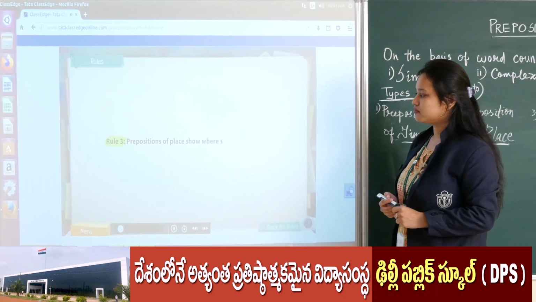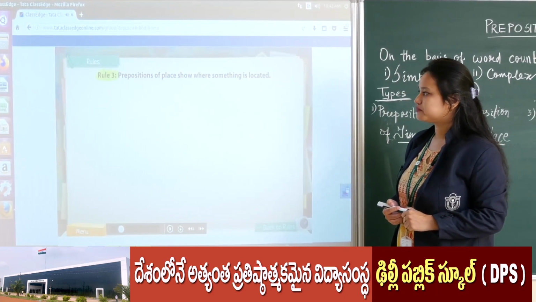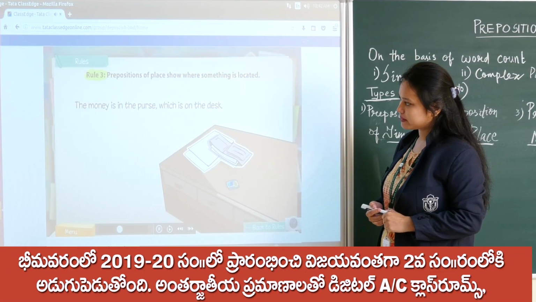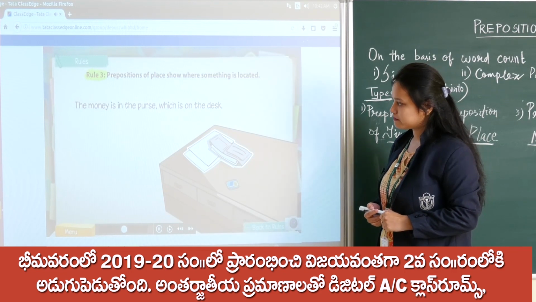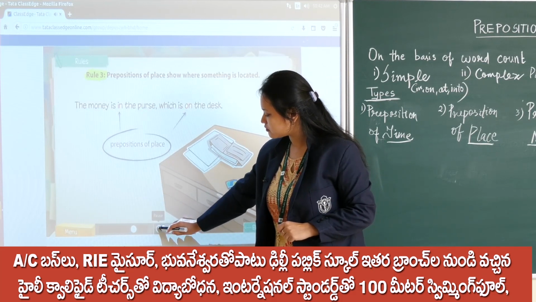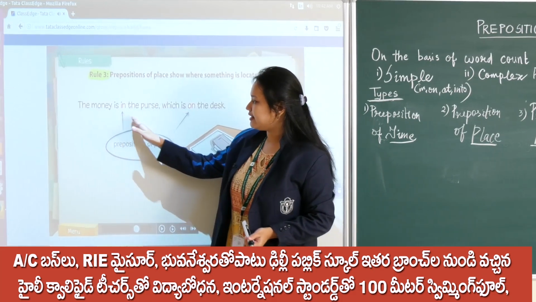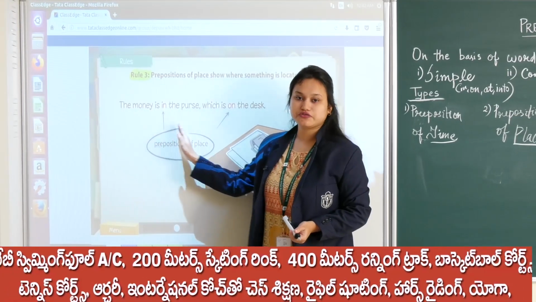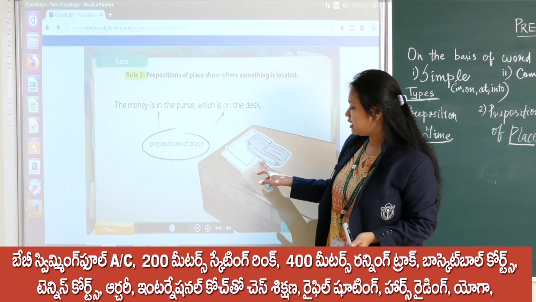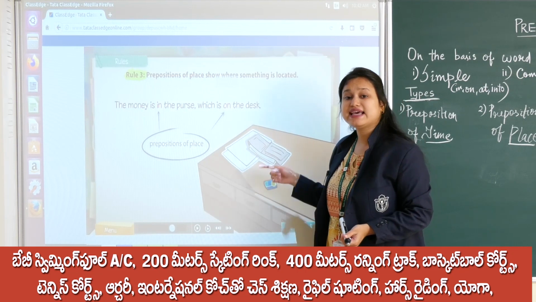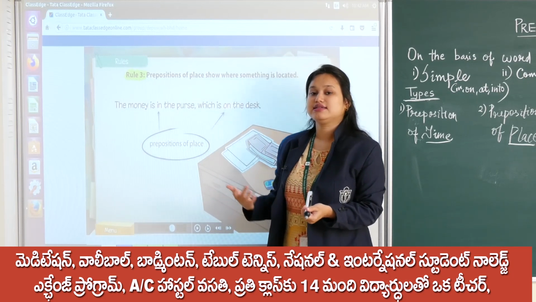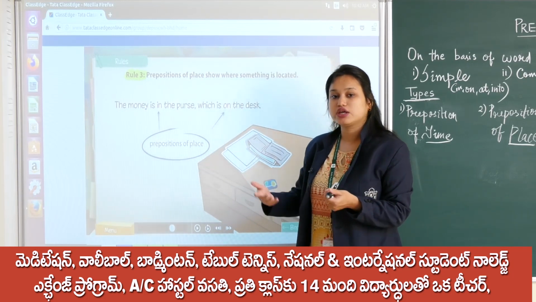Prepositions of place show where something is located. For instance, here the exact location of the money is given through the use of the prepositions in and on. Here they are used as prepositions of place. The money is in the purse. The purse or wallet, you can call it. The money is inside the purse. What is it showing? Again, it is talking about place. Where is the money? The money is in the purse.